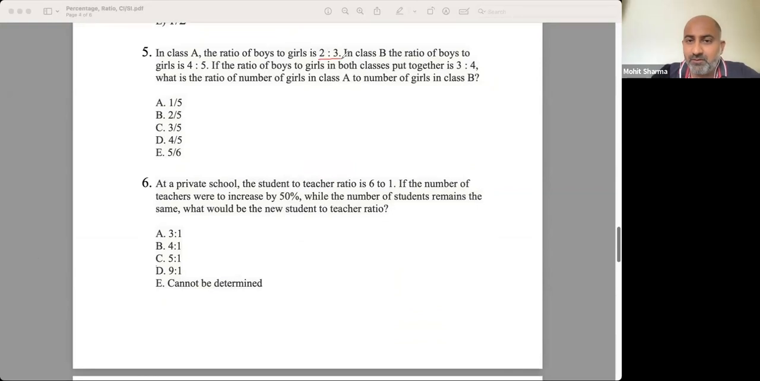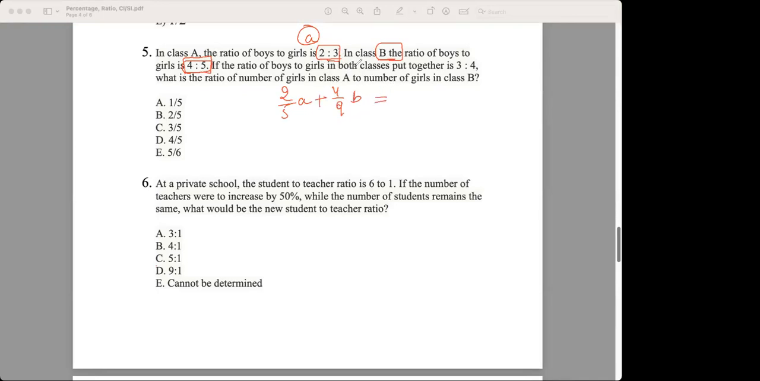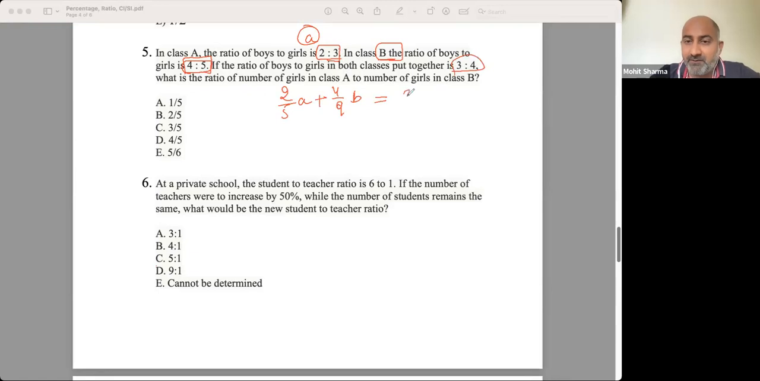Ratio of boys to girls is 2:3. So let's say A is the number of people here. So 2 by 5A, ratio of boys to total number of people. Okay. 4:5 would be 4 by 9B, let's say. Okay. Understood? This would be 4 by 9, ratio of boys to total number of people. Okay. You add these two, what you get is 3 by 7 of A plus B. That's what you get.